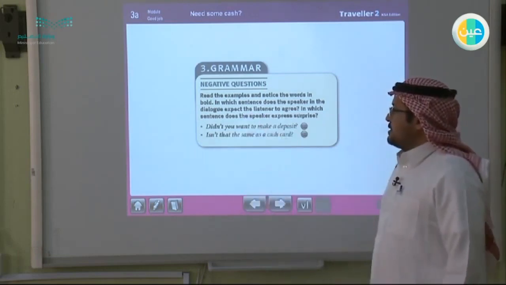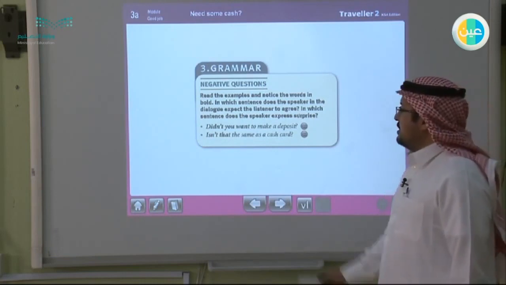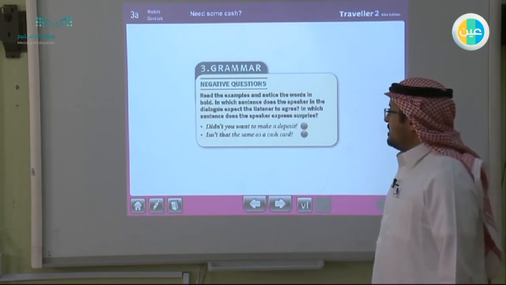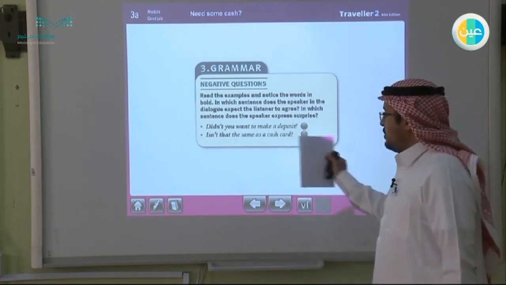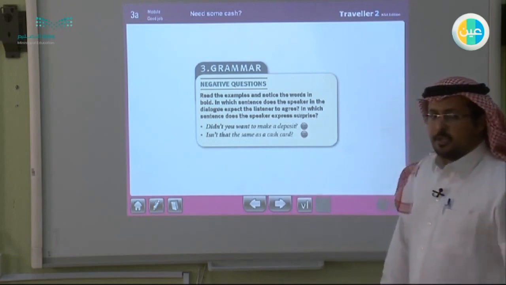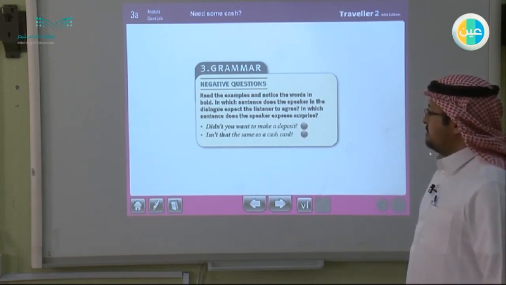Let's read the instruction first. Read the examples and notice the words in bold. In which sentence does the speaker in the dialogue expect the listener to agree? In which sentence does the speaker express surprise? Okay. Let's read the first example.